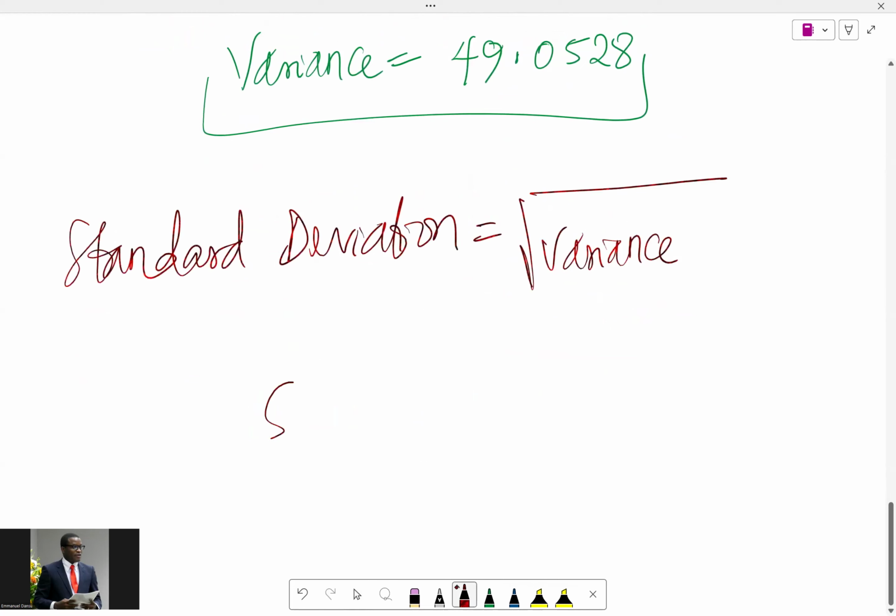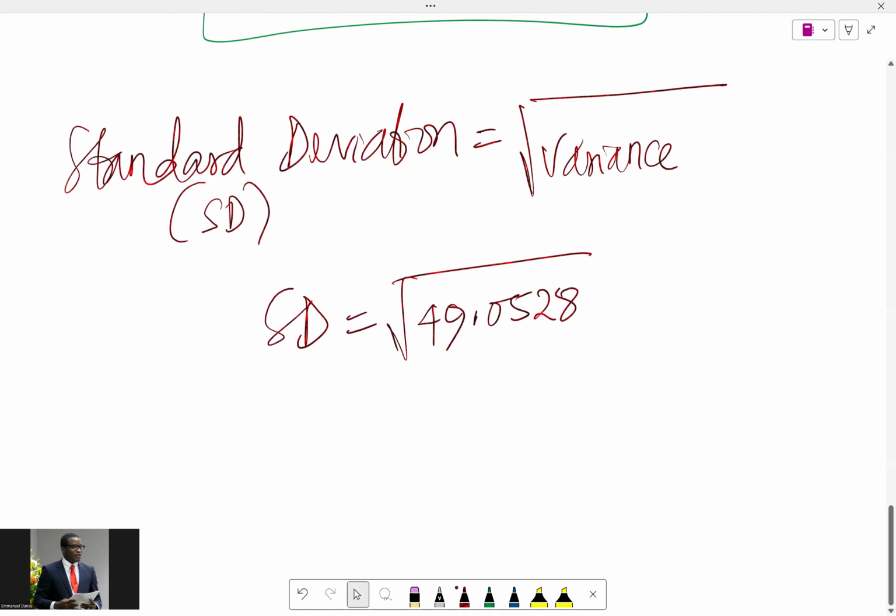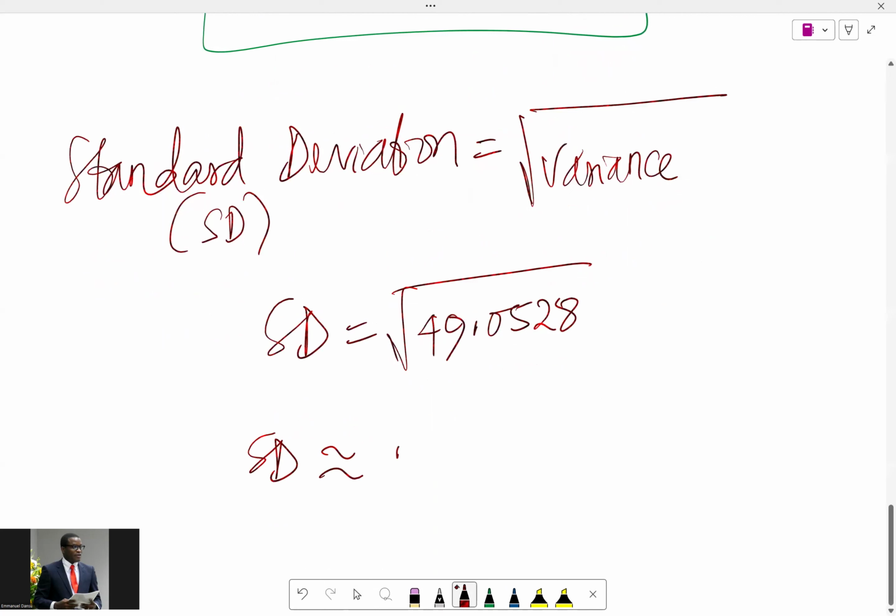So that means that the standard deviation, I'm shortening it now, SD, is equal to the square root of 49.0528. And that tells us that the standard deviation is approximately 7.004, if you like. So that is how this is.